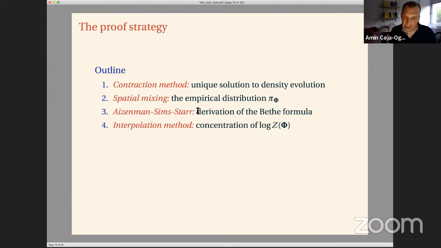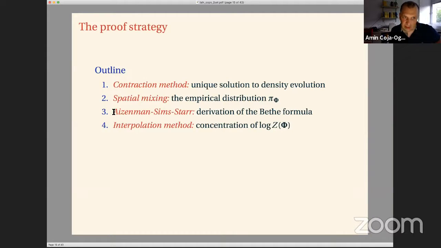The second step is going to be spatial mixing. So we are going to actually prove that in this random two-SAT problem, there's no long-range correlations. And this part of the proof is the core of the matter. This is where the meat is, and where we will have to work the most.